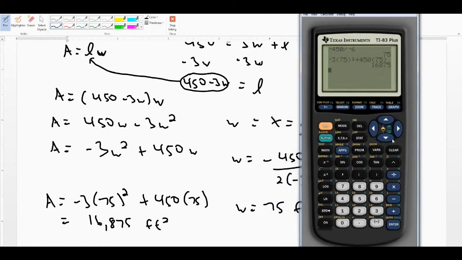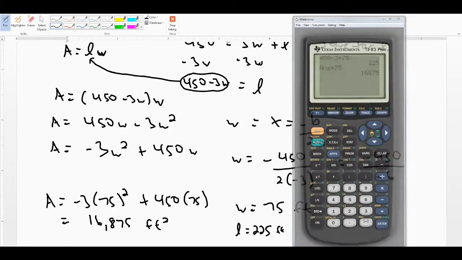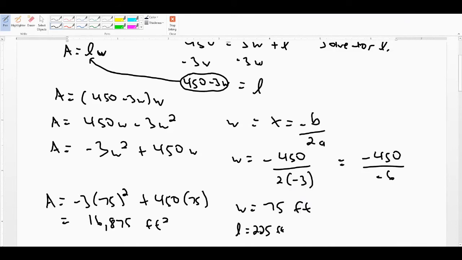Let me show you another way to look at it. I could take that W and substitute it in here to find my length. So 450 minus 3 times 75. That gives us the length of 225. Now that I have the length and I have my width, I can just times that by 75. We get the same thing. So there's two different ways of finding the maximum area. The reason why I did that is because sometimes the question asks for the dimensions, and so that's how you find the dimension. And that's it.